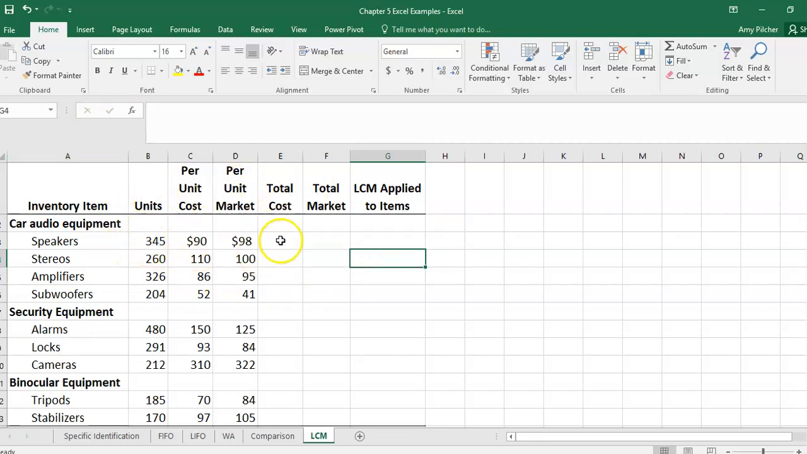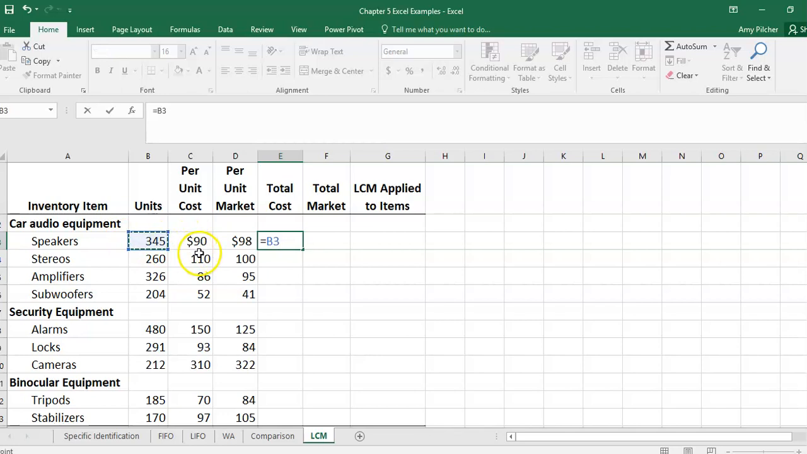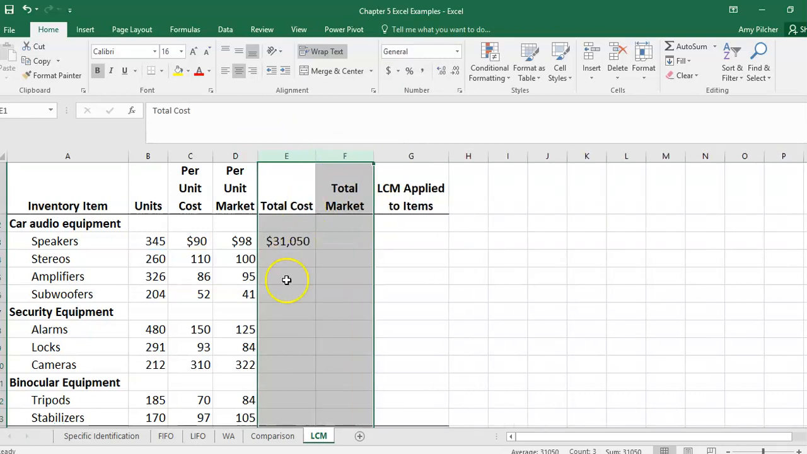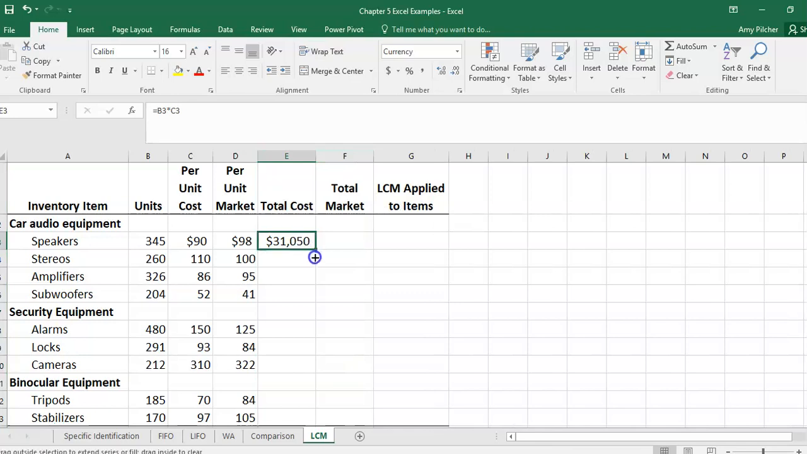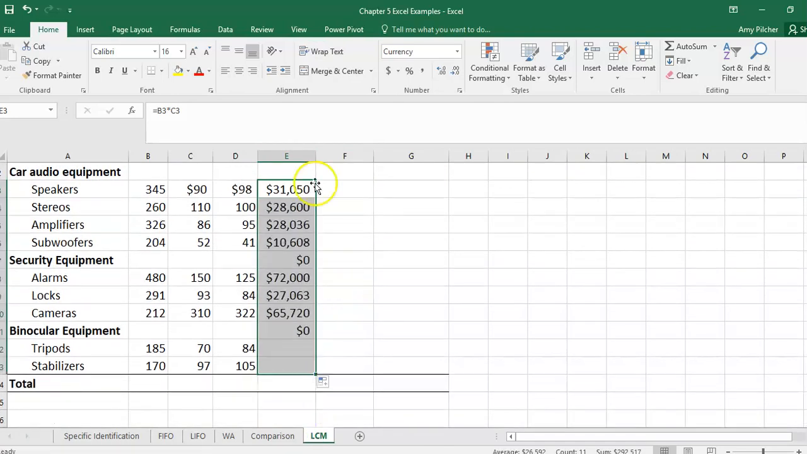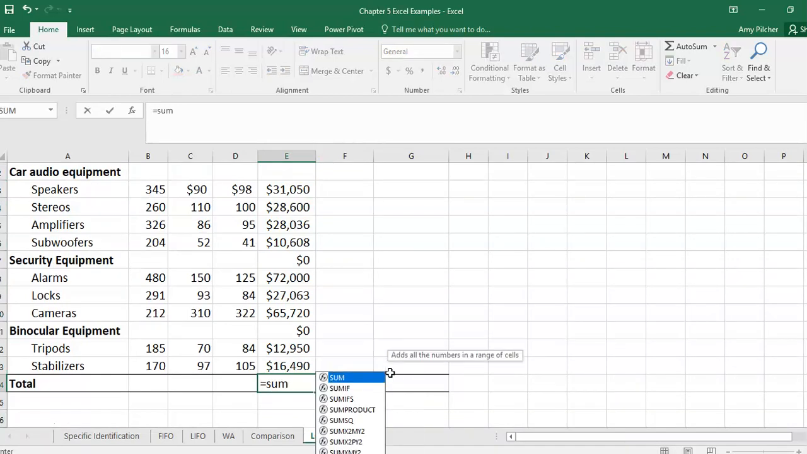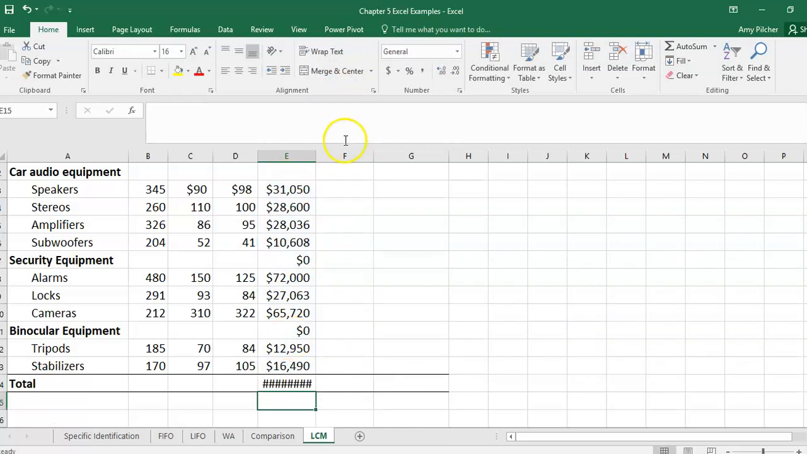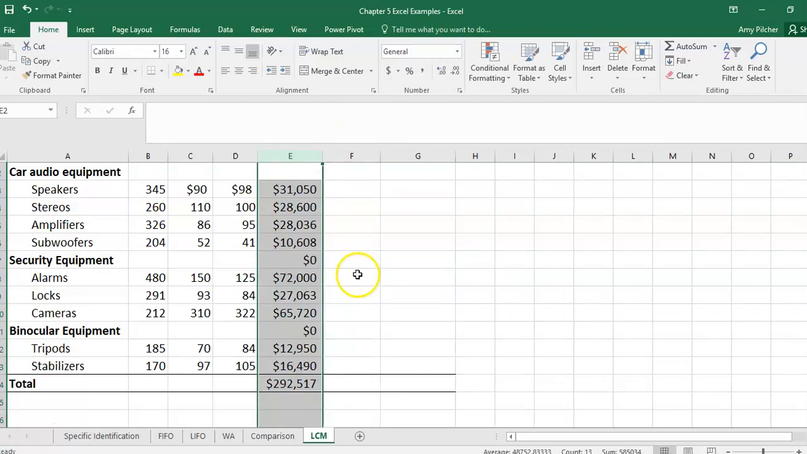And what we want to do is figure out what's the lowest, the cost or the market value. So you would take the total units times the unit cost. If we select the corner, we can carry that formula down, and then we can sum this entire column, and that is the current carrying cost of all of our inventory.